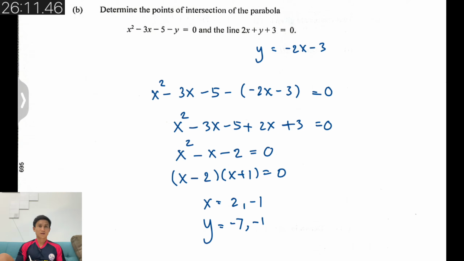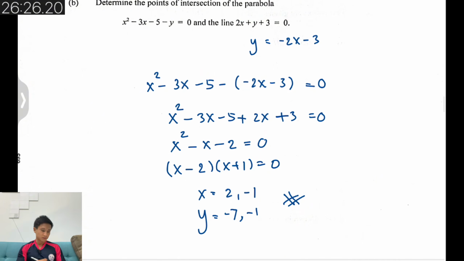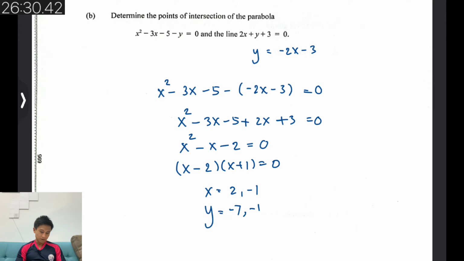So there you go. Let me double check, because I'm going to be thorough there. Yep, I think I'm okay with that. To state the points of intersection, I think we should write it in coordinate form. So the one point is (2, minus 7), and the other point is (minus 1, 1). Okay, that's the answer there.